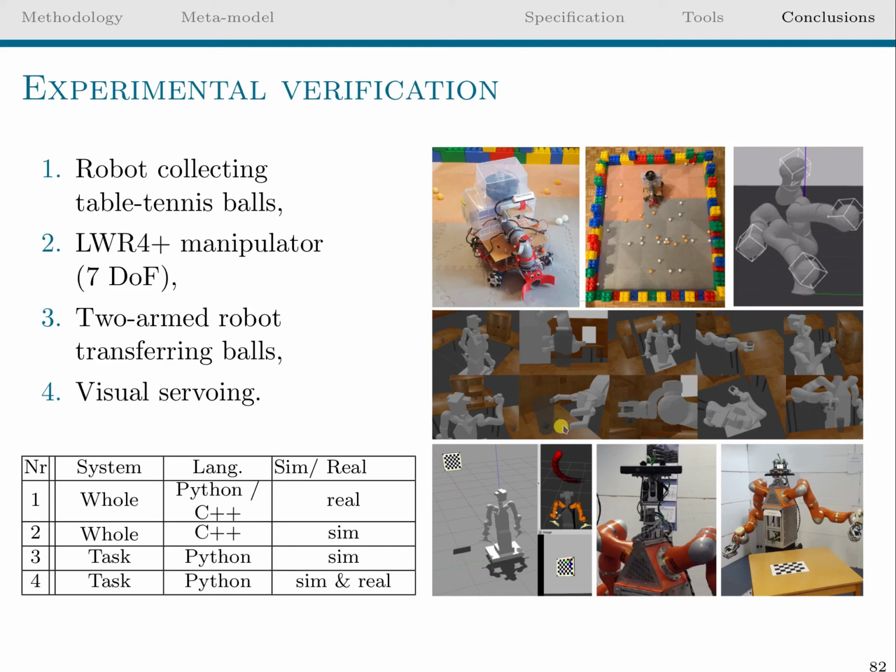To conclude, we verified our approach on different robotic systems. Here I present only 4. For the ball collecting robot here, and for the 7-degree-of-freedom LWR arm plus manipulator, we developed the whole controller using our approach. For those systems, we developed only the task layer, because the lower layer controller was already developed within our team.